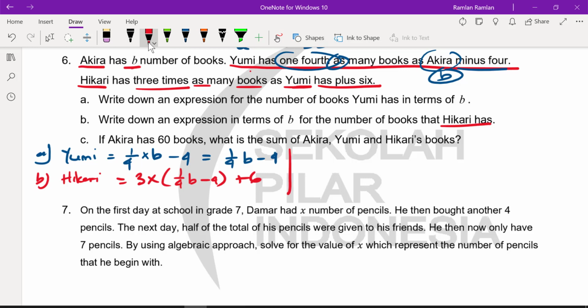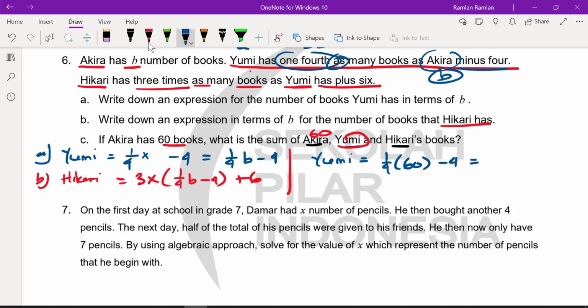So question C. If Akira has 60 books, what is the sum of Akira, Yumi, and Hikari's books? Now, you can just find how many books Akira has, how many books Yumi has, and how many books Hikari has, one by one, and add them together. So the first one is Akira, of course. Akira has 60 books. And then Yumi, we know that Yumi is this one. The number of books that Yumi has is going to be equal to, you only need to substitute that B by 60, because that B is representing the number of books that Akira has. So there'll be 1/4 bracket 60 minus 4.